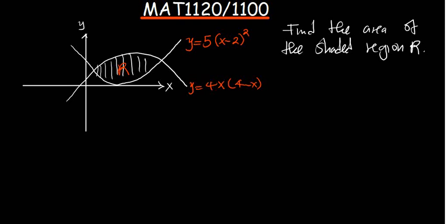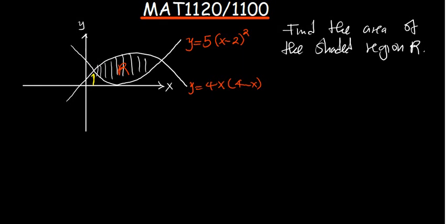Otherwise, if they didn't give us a sketch, we need to make a sketch of the diagram ourselves, and then we need to find the points of intersection for these two curves. So we need to find this point. All we are interested in are the x values of the point of intersection. So the y values are not necessary to finding the area.